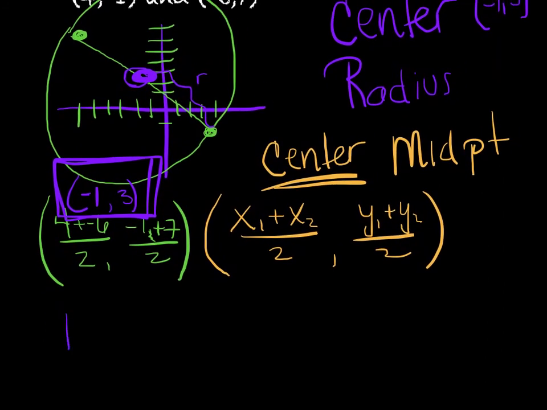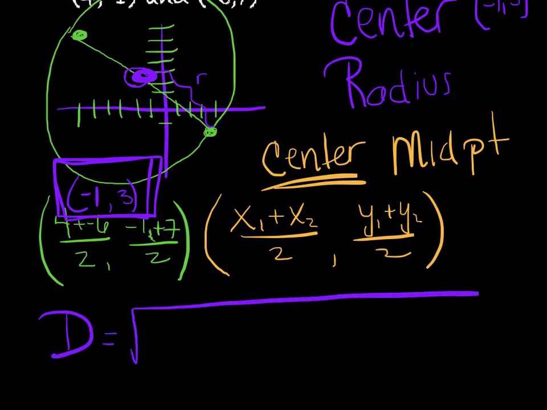So let me remind you that the distance formula is the big square root of the change in x, x1 minus x2 squared, plus y2 minus y1 squared. I should put these in the same order. I'm going to say y1 minus y2. I think I said that, but I didn't write it.